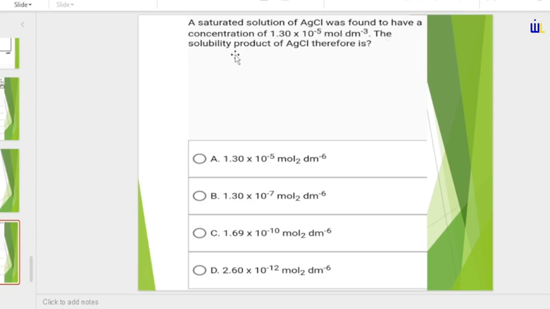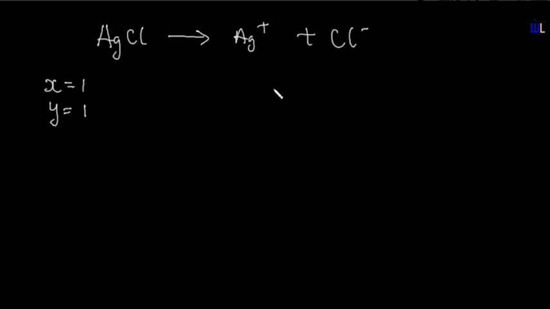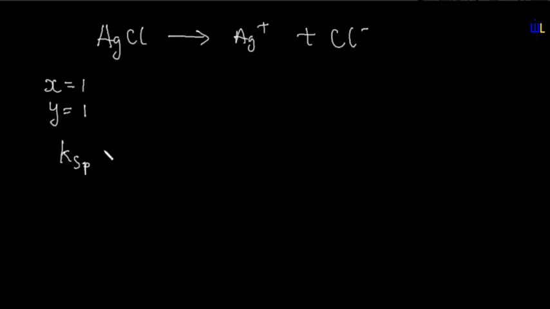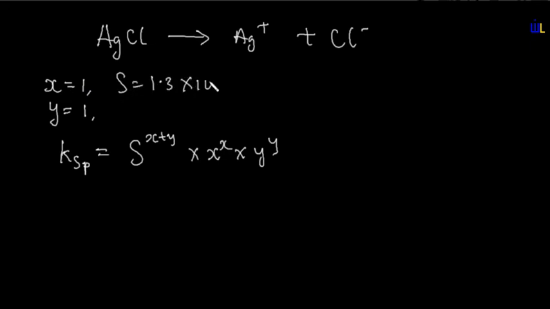They now said the solubility product is dash. Please, what is the formula for solubility product? Ksp is equal to S raised to the power x plus y, times x raised to the power x, times y raised to the power y. Is it not? x is 1, y is 1. Solubility is what? 1.3 times 10 raised to the power minus 5.